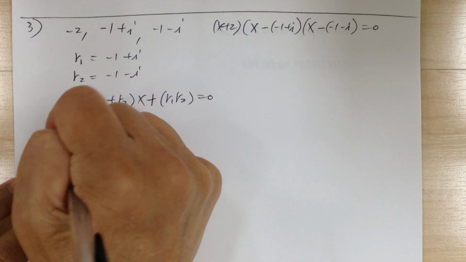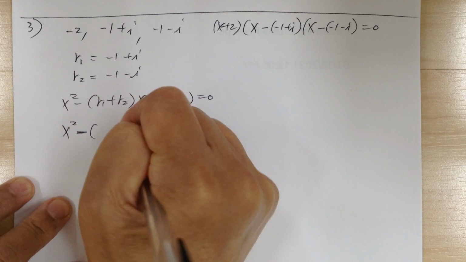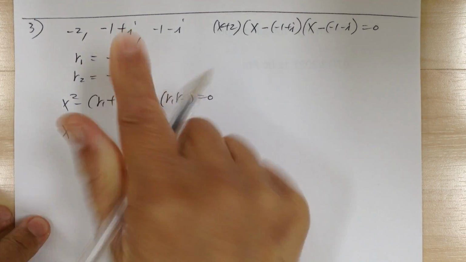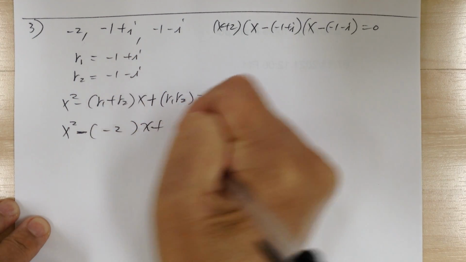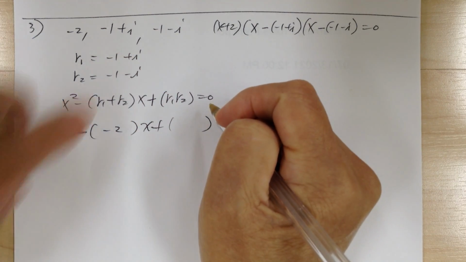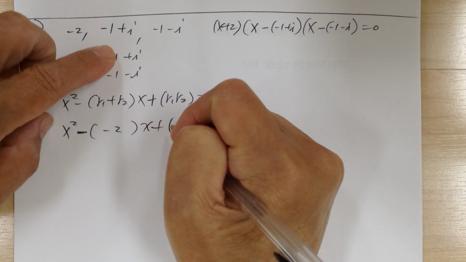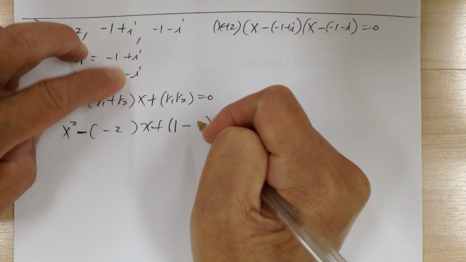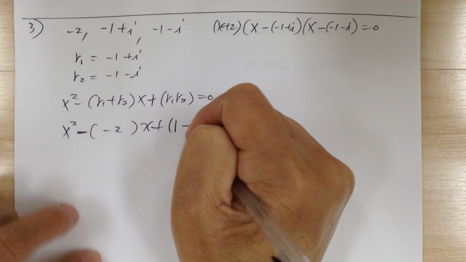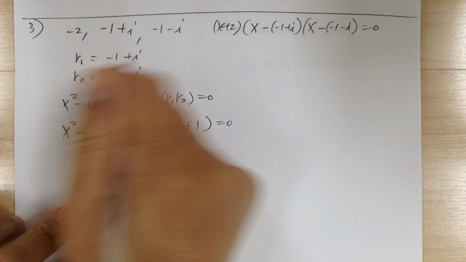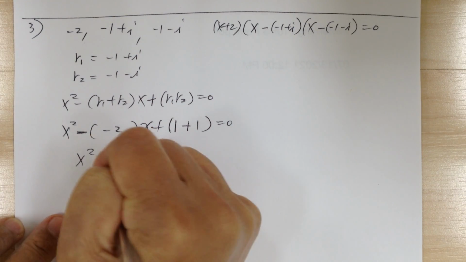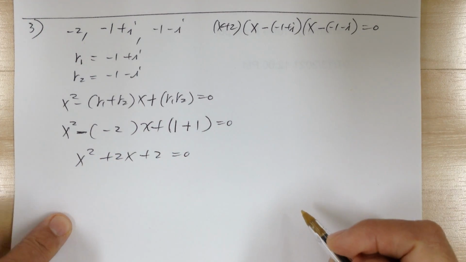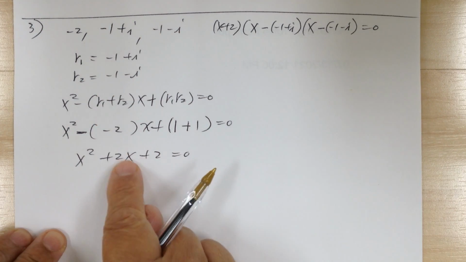You substitute, so you have x squared minus, and when you add, the i parts cancel out, so you get -2. Now when you multiply, you just multiply the matching parts. -1 times -1 is +1, plus times minus is minus, i times i is -1, so it becomes +1. So from this part, you get x squared plus 2x plus 2 equal to 0.